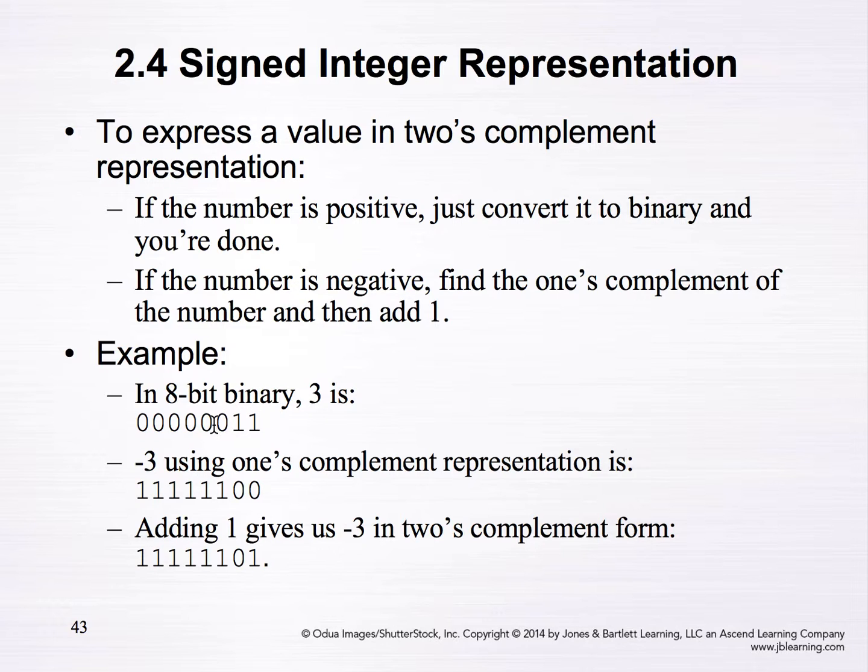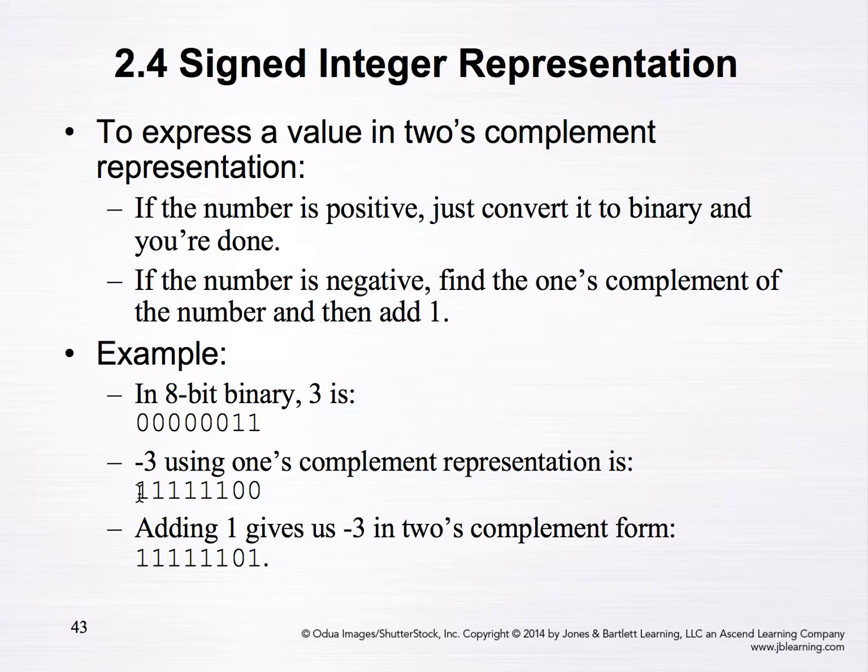On the other hand, if you want to represent the negative number 3, the first step is to find the one's complement representation of negative 3. So basically, we first represent the value 3, and to get the one's complement, we just flip the bits of the positive 3. We have 1, flip the bit, gets 0; 1, flip the bit, gets 0; and all of the remaining 0 bits flip to 1. That's the one's complement representation of negative 3.